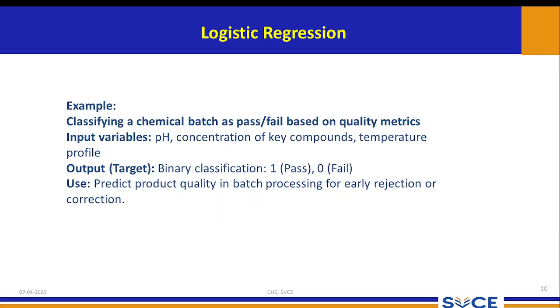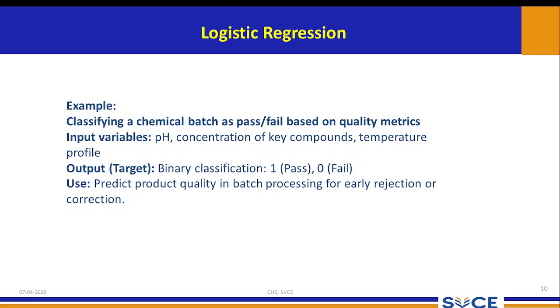Coming to logistic regression, another example: classify a chemical batch as pass or fail based on quality metrics. The input variables are pH, concentration of key compounds, and temperature profile. What is the output? Binary classification, pass or fail. The purpose is to predict product quality in batch processing for early rejection or correction. Based on the input variables, we can say whether it passes the test or fails.